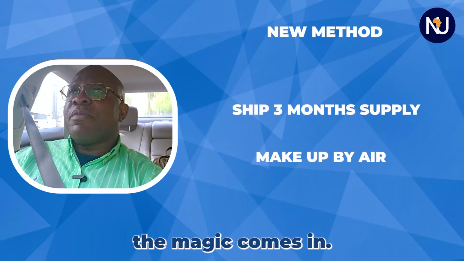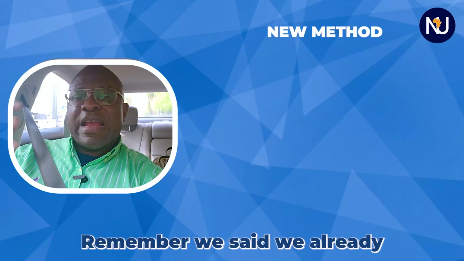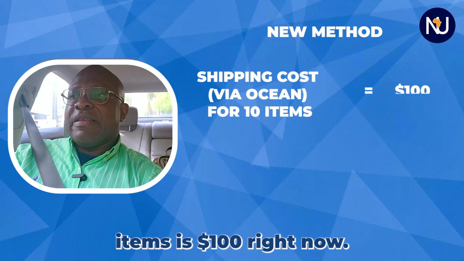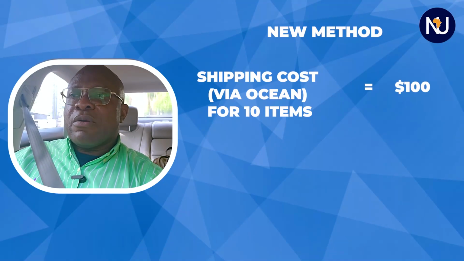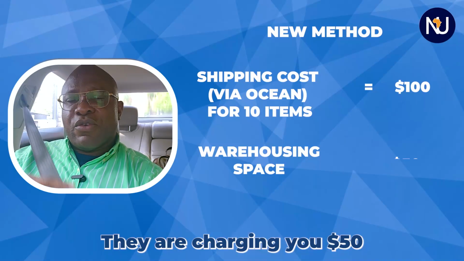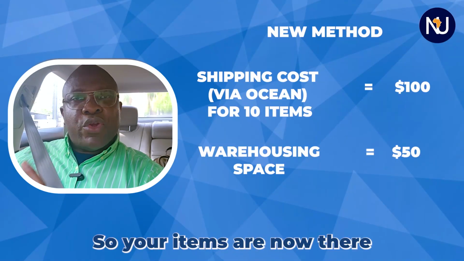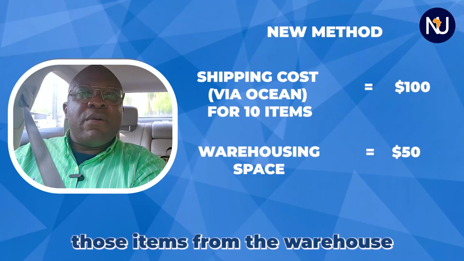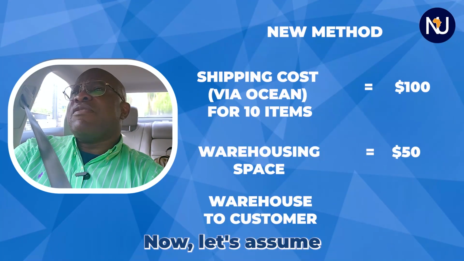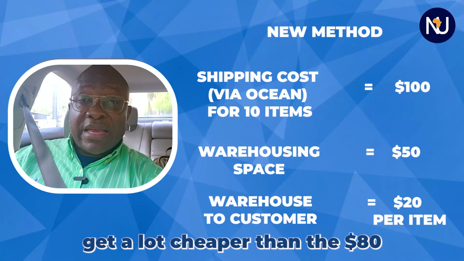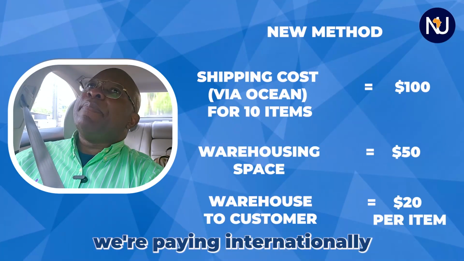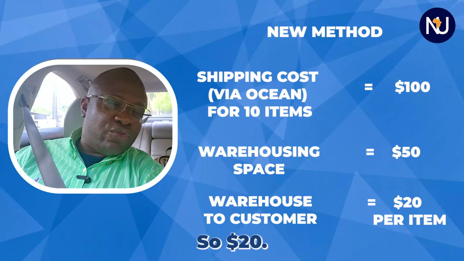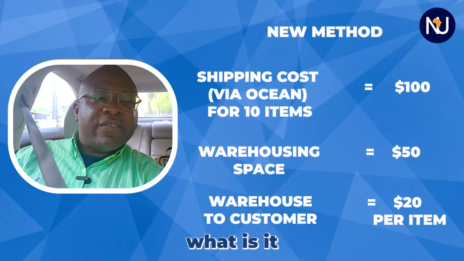So this is where the magic comes in. Remember, we already realized that the monthly shipping cost for the 10 items is $100, right? Now, let's assume your warehousing space, they are charging you $50. So your items are now there in the warehouse. Now, you still have to deliver those items from the warehouse to the final customer. Let's assume it costs $20 to deliver each item. Again, a lot cheaper than the $80 you were paying internationally, because the items are now right there in the foreign warehouse. So $20.